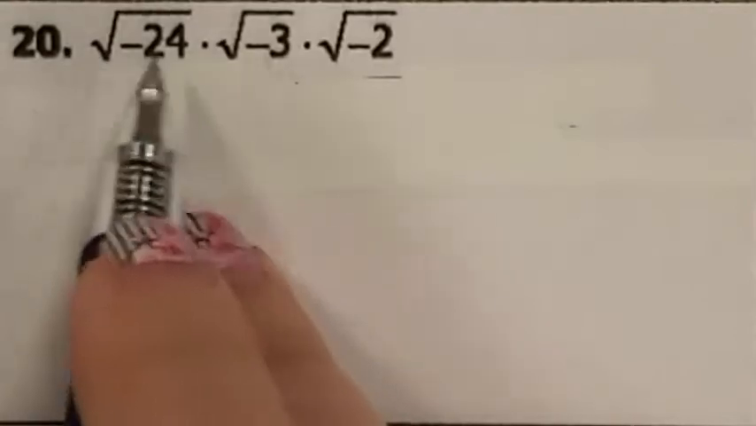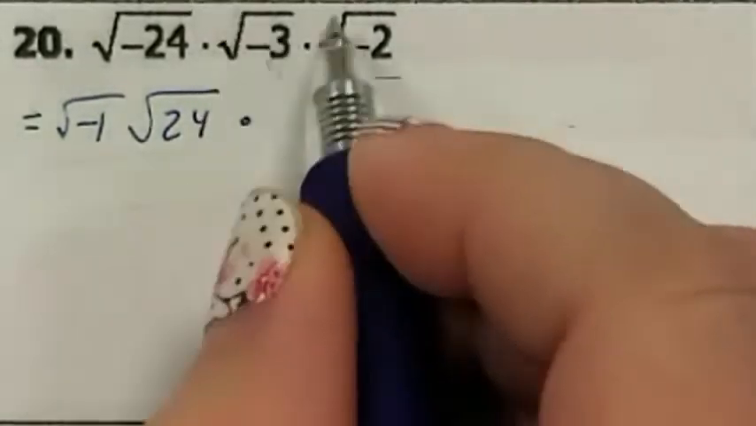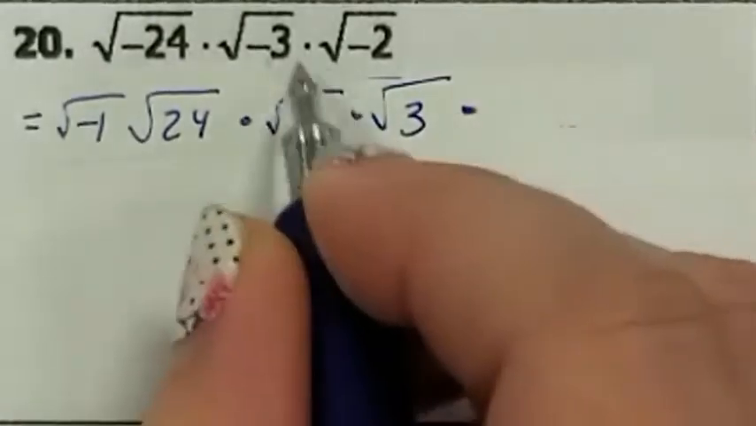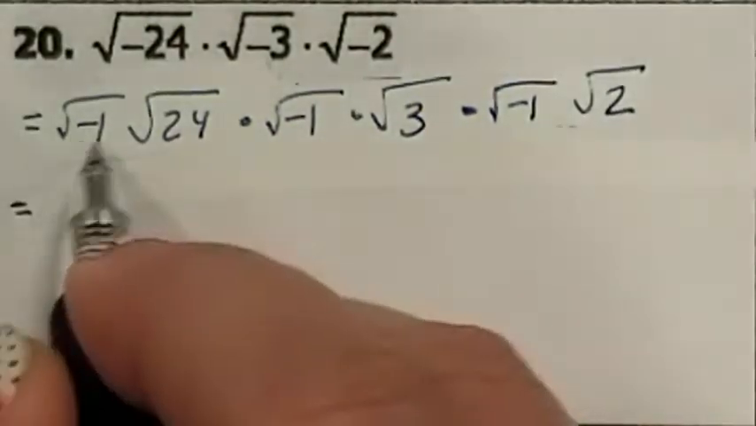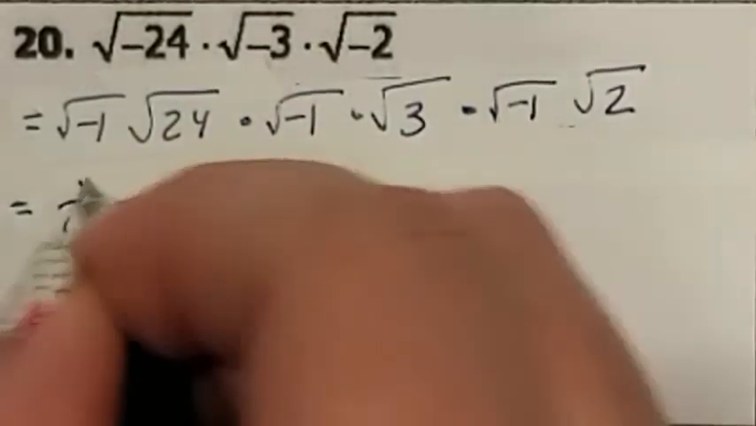I have the square root of negative 24. Well, I can't have a negative, so I have to separate the negative 1 from the 24. Being multiplied by the square root of negative 3, I need to separate the negative 1 from the 3. Being multiplied by the square root of negative 2, I need to separate the negative 1 from the 2. The square root of negative 1 is i.